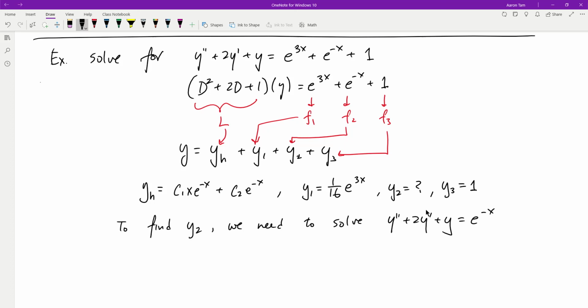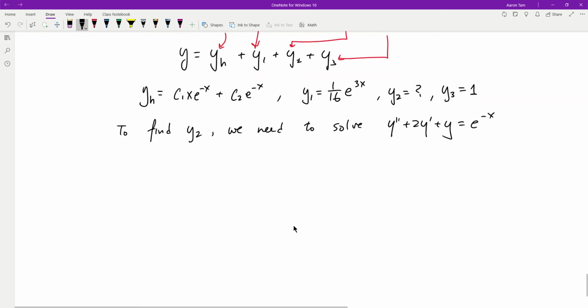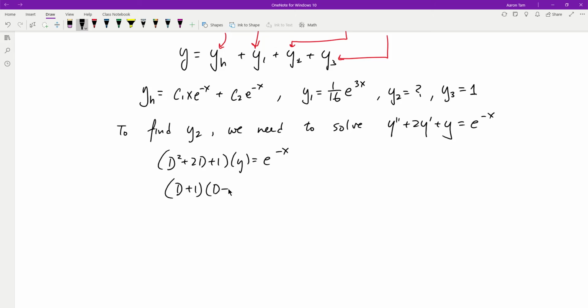So the process to do this is exactly the same as what we did before. We can simply do the following. That is (D squared plus 2D plus 1) of y equal to e to the negative x. That means it's (D plus 1)(D plus 1) of y equal to e to the negative x. We're going to do the exact same thing just like what we did before.